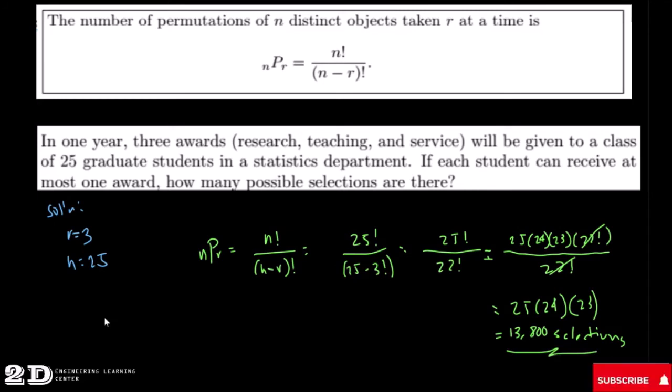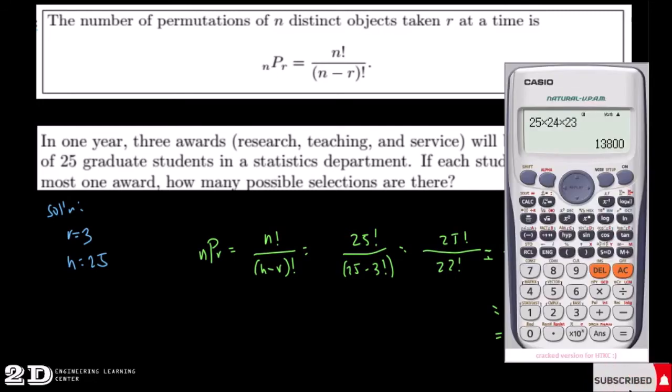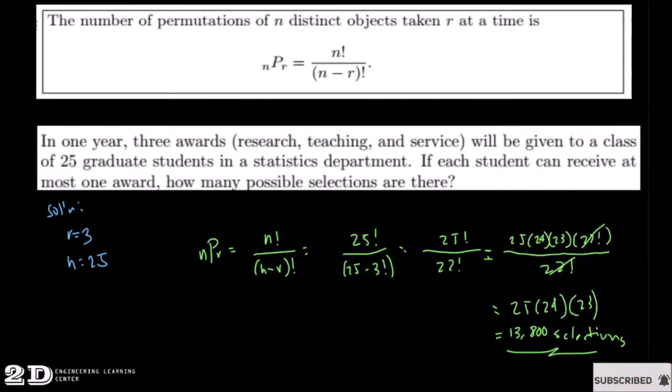We could also use the calculator shortcut, the nPr function. Let's show our calculator again. That will be 25, shift, times, then the P will appear, then our r is 3. So we have 13,800. Okay, so that is the answer for this problem.